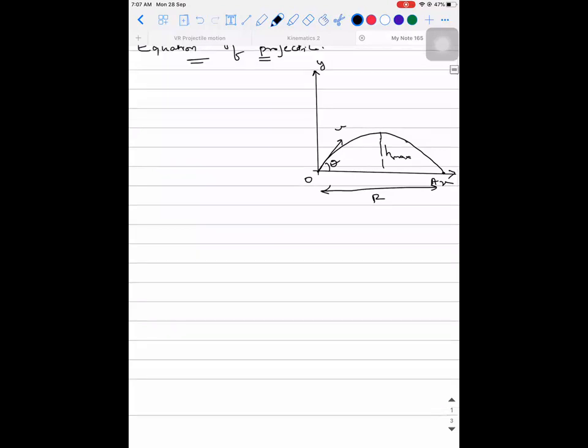Now, suppose I give you a point P(x, y). I need you to write the mathematical relation between x and y by eliminating time. So this is u cos theta, this is u sin theta, a known fact, right? P(x, y) is the position of the particle at some time t. At this time t, I'm interested to know the relation between x and y. So how to solve?